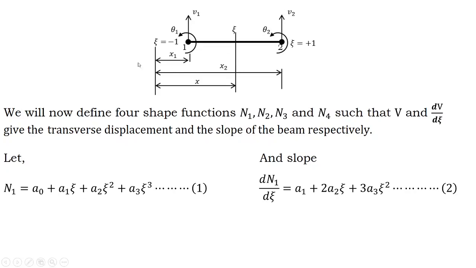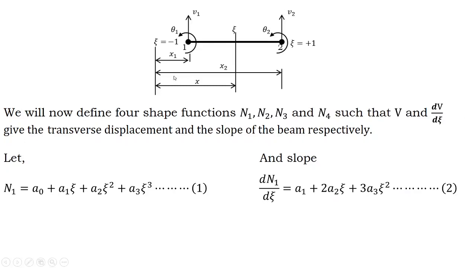So this is the beam which is shown both in local coordinate as well as global coordinate. The local coordinates are the value of zeta, which is -1 at node number 1 and +1 at node number 2, and from the reference the location of node number 1 is at the distance of x1 and the location of node number 2 is at the distance of x2. This is shown in the global coordinates. Now we need to define the four shape functions, that is n1, n2, n3, n4, such that v and dv by dx, where v is the displacement and dv by dx is the slope, which gives the transverse displacement and slope for the beam respectively.